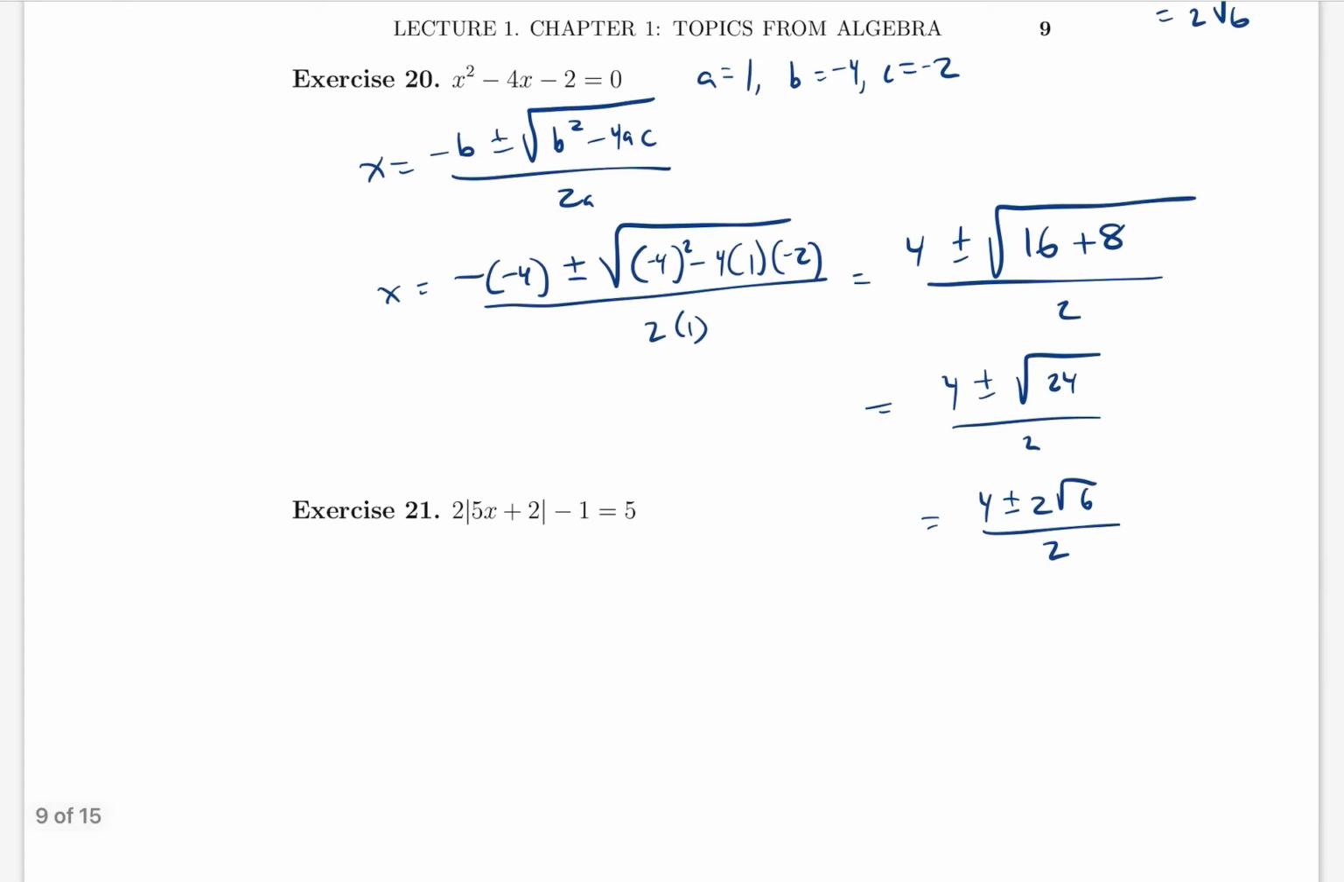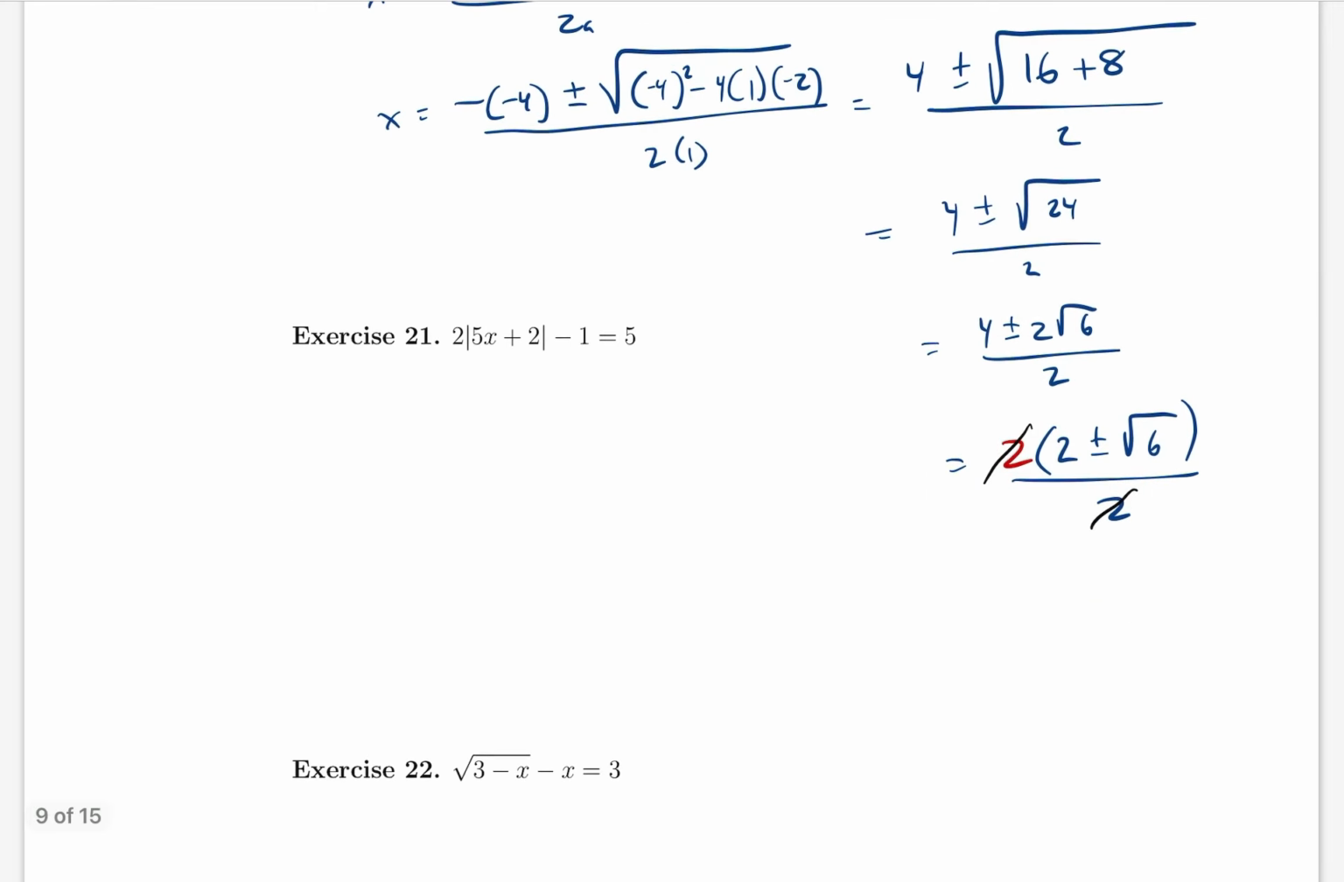And here, because we have a common factor of 2 in the numerator, we can factor out the 2 and then cancel it out with the denominator. So if we factor out a 2, we're left with 2 plus or minus radical 6. And now we can cancel out the 2's. Careful not to cancel out the 2's like this. That would not be okay because of this 2. So you have to factor out the GCF first, and then you can simplify with the denominator. So that is our final answer, 2 plus or minus radical 6.